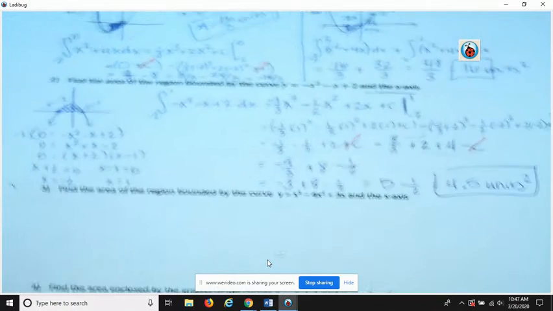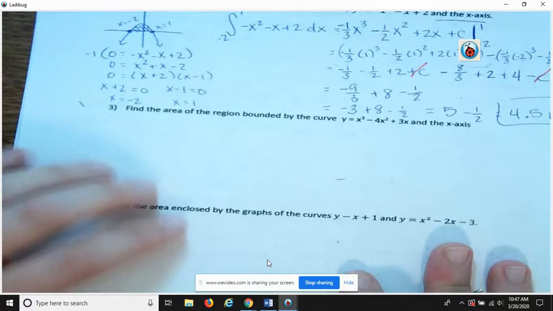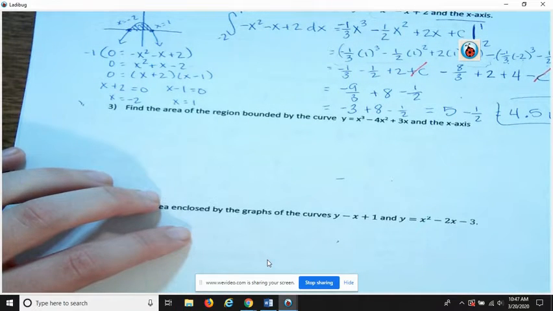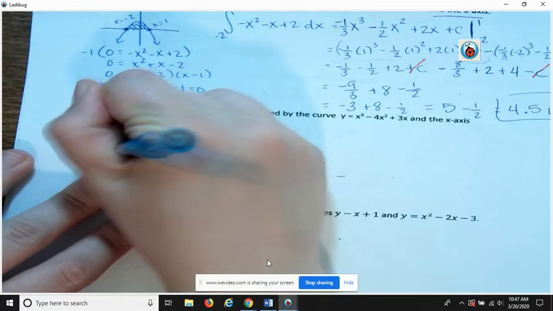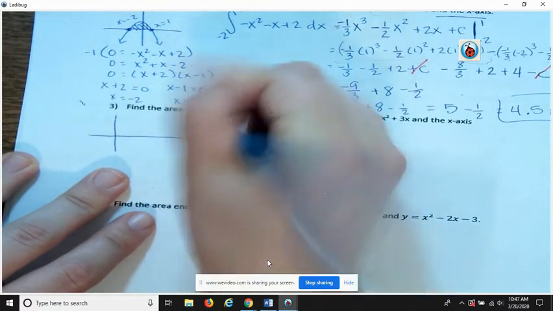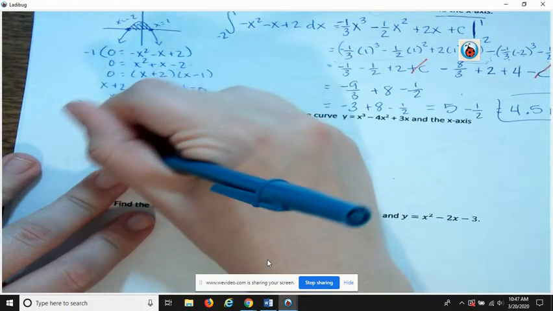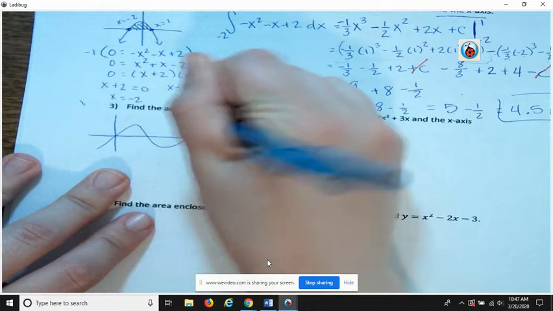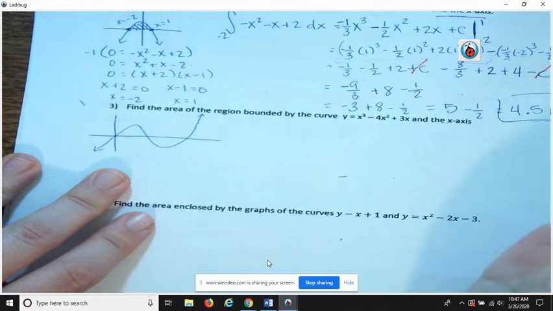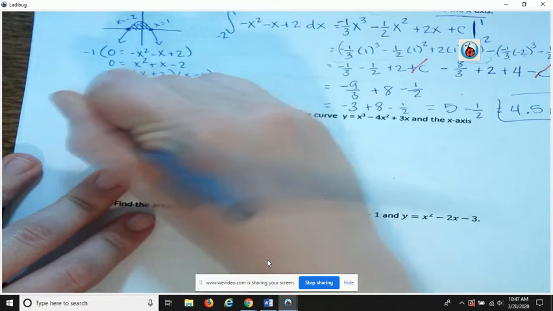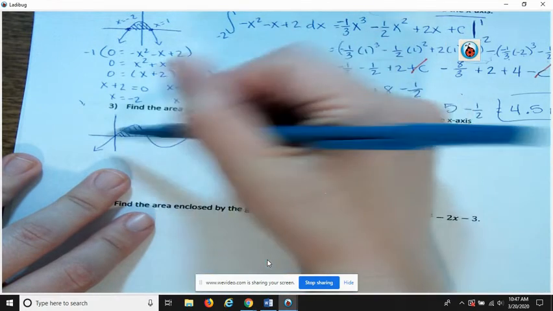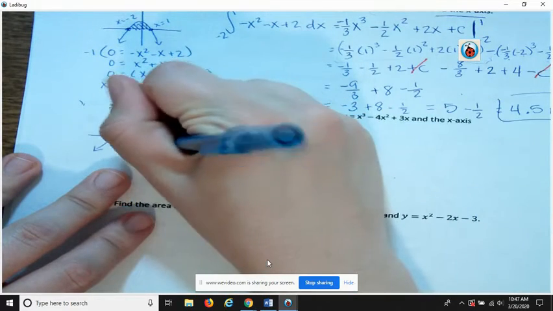Okay, so in number 3, it asks us to find the area of the region bounded by the curve and the x-axis. Okay, so if you could just go ahead and graph this real quick. And if you do, you should get a function that looks something like this. Okay, so we're looking for the region that's bounded by the x-axis. That is this region right here, the x-axis and this function, I'm sorry, and this region right here.